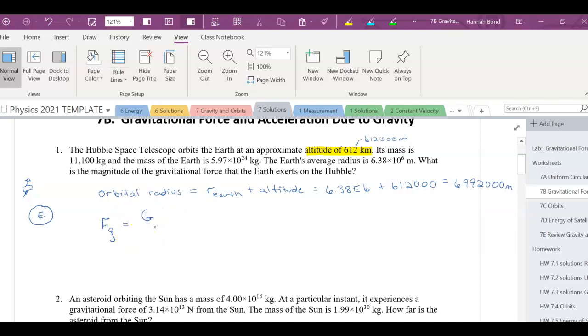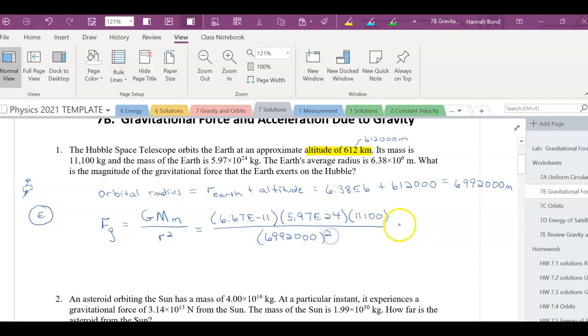It's going to be the universal gravitational constant times the large mass, which is the Earth, times the small mass, which is the space telescope, divided by that orbital radius squared. So G is 6.67 e to the negative 11th. The big mass is the mass of the Earth, 5.97 times 10 to the 24th. The Hubble mass is 11,100 kilograms, and then the orbital radius here is the 6,992,000 meters. That has to be squared.